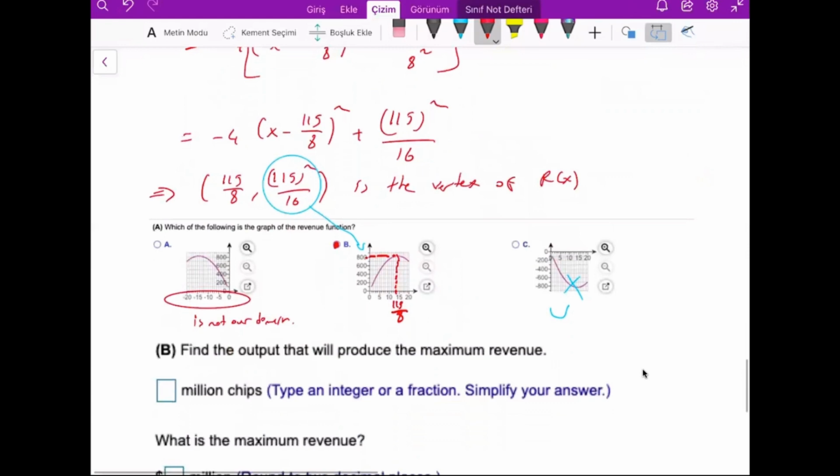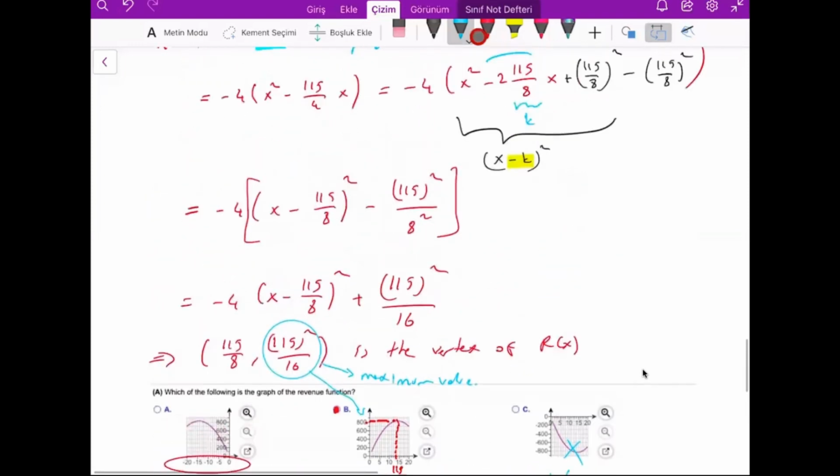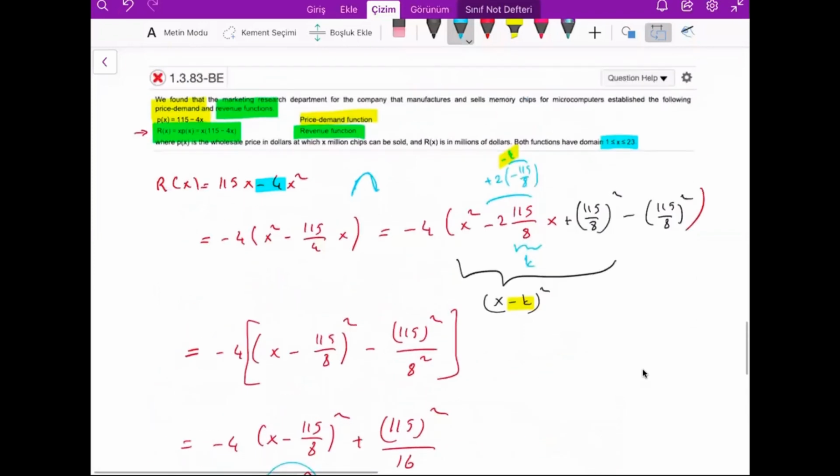Okay, find the output that will produce the maximum revenue. So actually this is the maximum revenue, so vertex form is again necessary. So this is the maximum value. Why is this the maximum value? Since this coefficient is negative, -4 is negative. Okay, the shape is like this one from here, this is negative, so this is the maximum value.